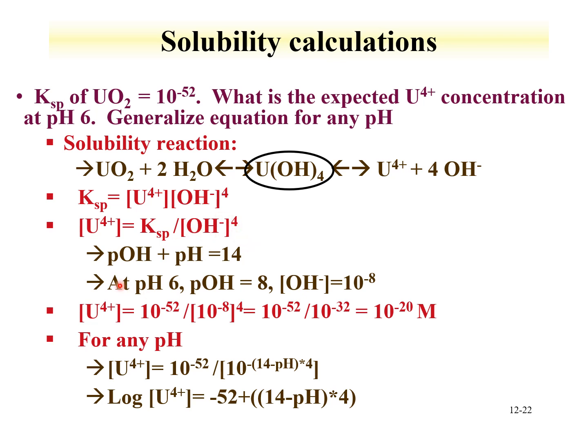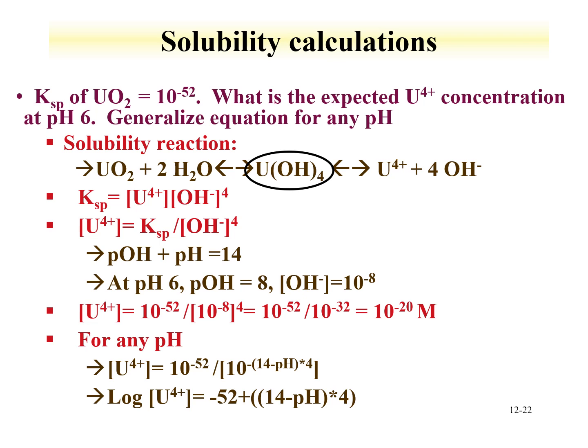If I remember that the pOH plus pH is equal to 14, I can say that at pH 6, the pOH is 8, so the hydroxide concentration is 10 to the minus 8. 10 to the minus 8 to the 4th is 10 to the minus 32. So the concentration of uranium-4 is 10 to the minus 52 divided by 10 to the minus 32. That's equal to 10 to the minus 20.